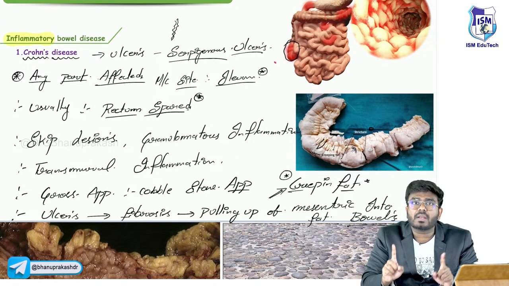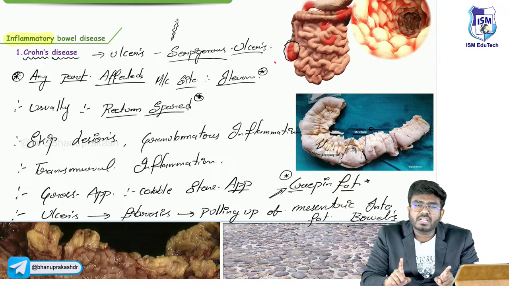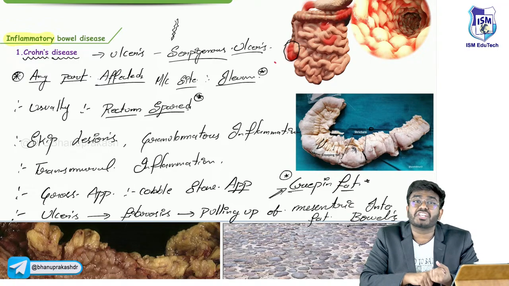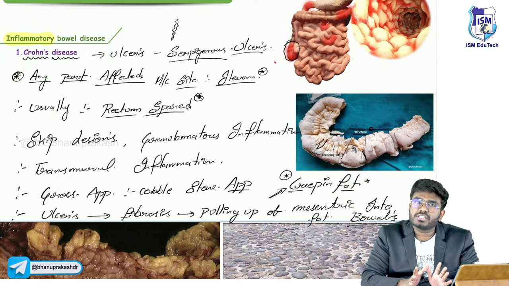Skip lesions: one part is affected, the other part is going to be normal. Skip lesions, not a continuous involvement. Radiological appearance: string of Kantor sign because of the strictures. Next, histology: granulomas are going to be seen.